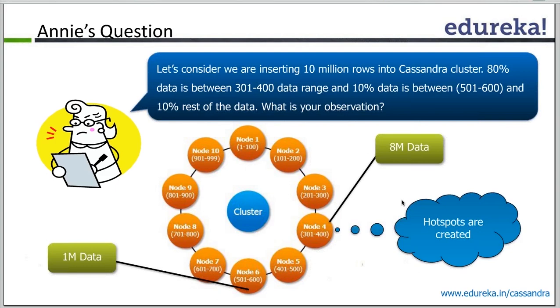The observation basically will be that all data will get written into node 4, which means almost 8 million rows will go into node 4, because almost all the updates or anything that's happening is happening on the data from 301 to 400, which automatically creates a hotspot. That node becomes absolutely slow. Even though you have too much capacity available in the entire cluster, you cannot really use it, because node 4 is responsible for these keys, and because of that a hotspot gets created.